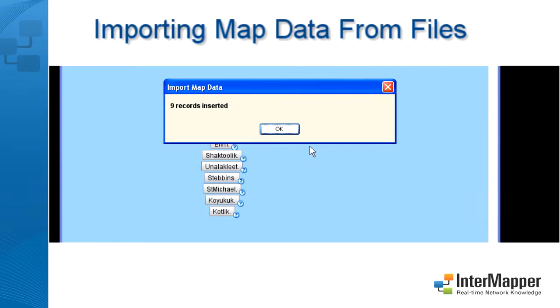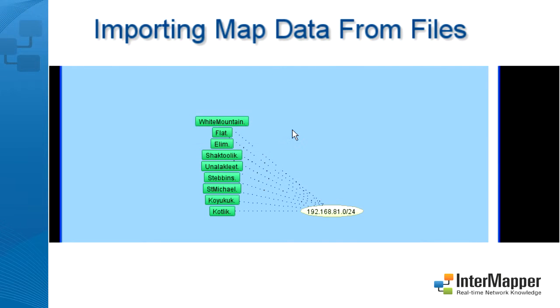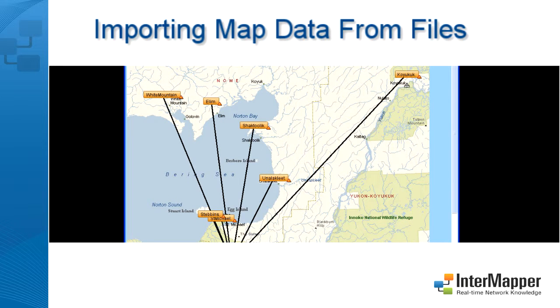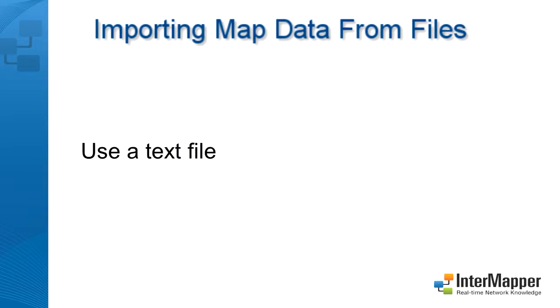Import devices from a file and place them on a map. Use geographic coordinates to place them at specific locations. Here's how. You can use a text file to import devices into maps.